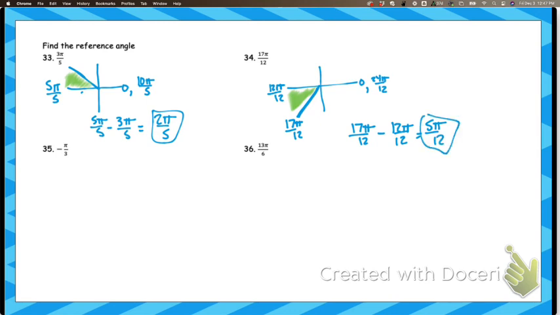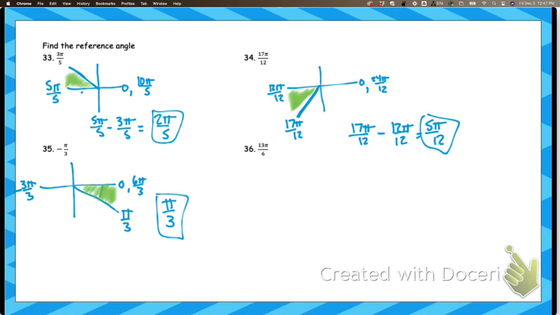All right, negative pi over 3, so 0, 3 pi over 3, 6 pi over 3. If I'm going negative, I'm going this direction. So negative pi over 3, I'm not going to reach negative 3 pi over 3. It's going to be closer to 0 than it is to 3 pi over 3. So we're in the fourth quadrant. Reference angle is the distance to the x-axis. I went pi over 3 away, so my reference angle is pi over 3. Remember, reference angles are always positive.